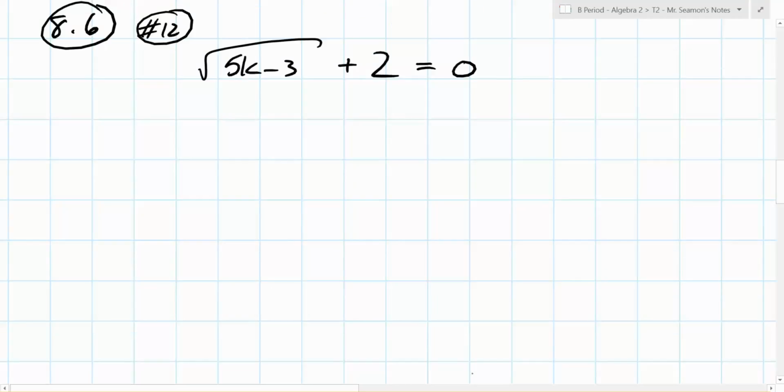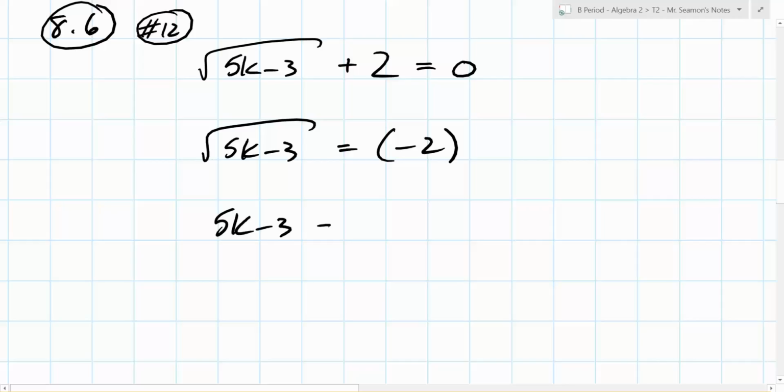First big step, isolate the radical. Is the radical isolated? What do you subtract from both sides? So 5k minus 3 is equal to? What do you do to both sides now? So you end up with 5k minus 3 is equal to what? Positive 4. So you have 5k is equal to 7. So k is equal to? 7 over 5.